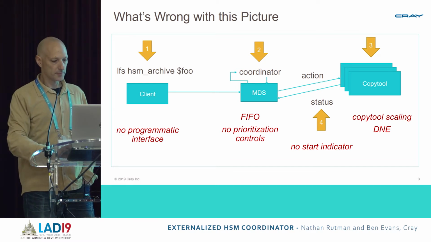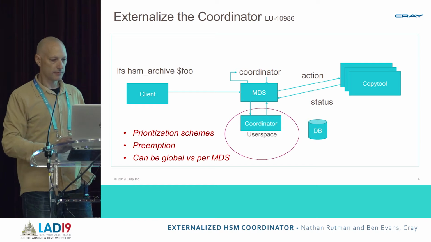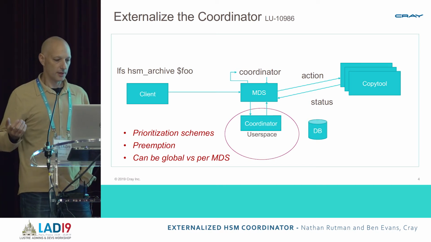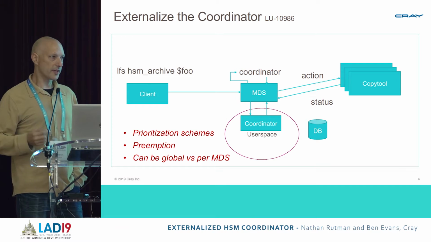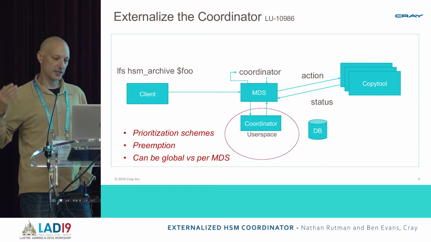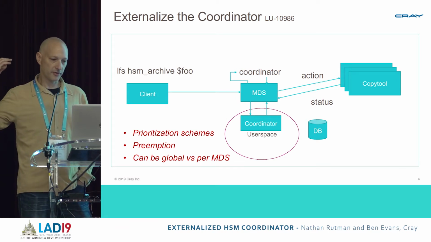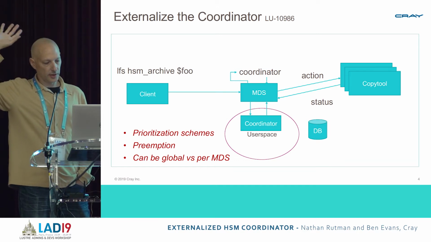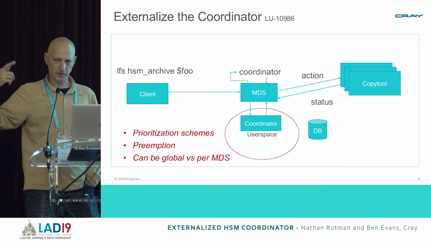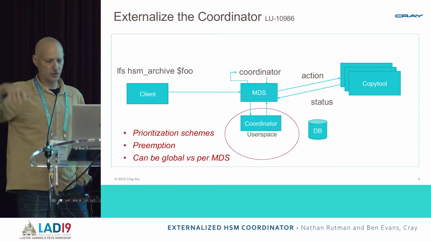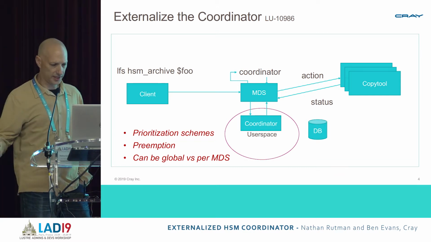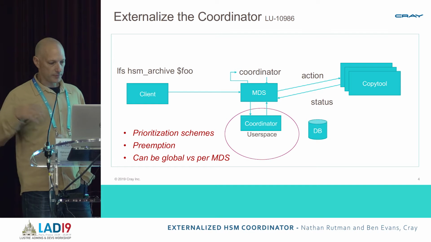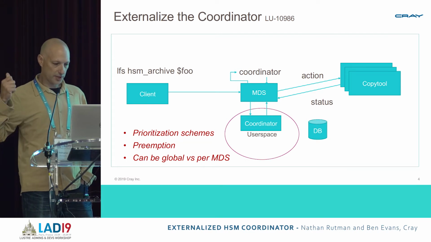Okay, so how do we do that? We move the coordinator out of Lustre. This is work that we have actually finished. There's an LU ticket for it, LU-10986. We are probably still undergoing some reviews, so I'm not sure we've pushed the final patches up to the WAM Cloud website yet, but this is all going upstream.